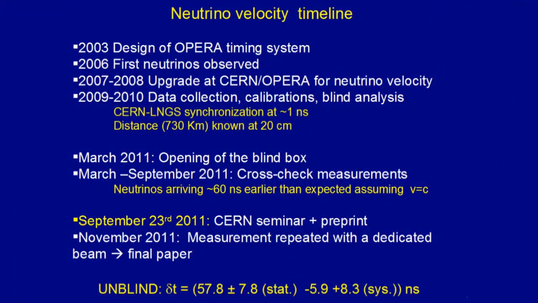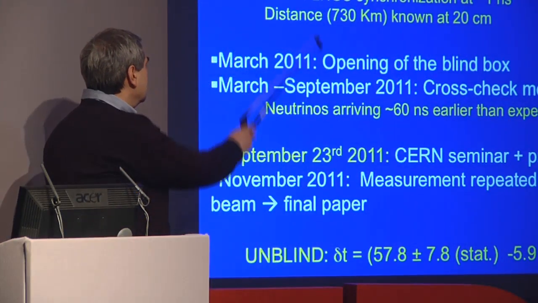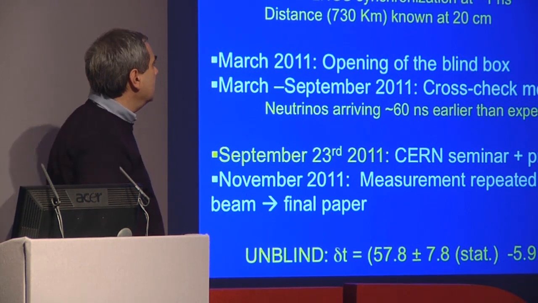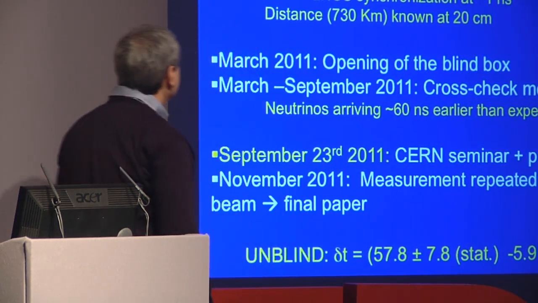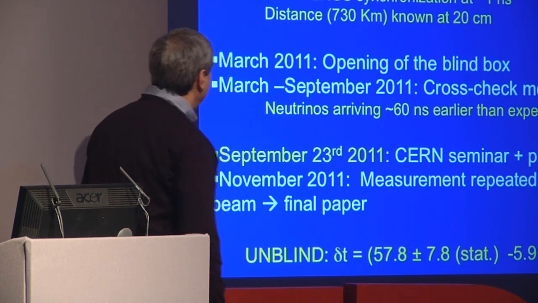So here you can see a timeline of the measurement, how it was performed. We observed the first neutrinos in 2006. And then we studied how to improve our system for 2 years in order to perform this measurement. And finally, we took data in a completely blind way for about 2 years. At the same time, we performed all this calibration, which allowed us to know the time at 1 nanosecond level and the distance with 20 centimeter accuracy.